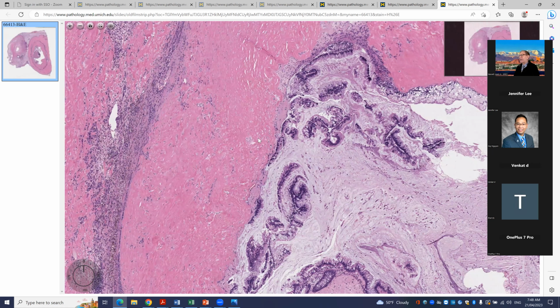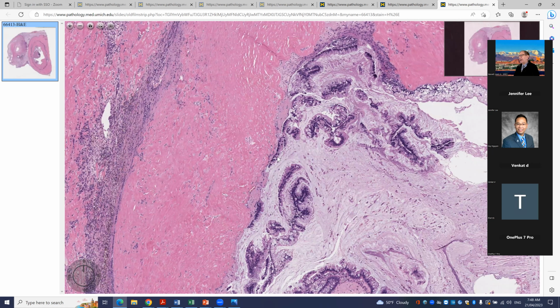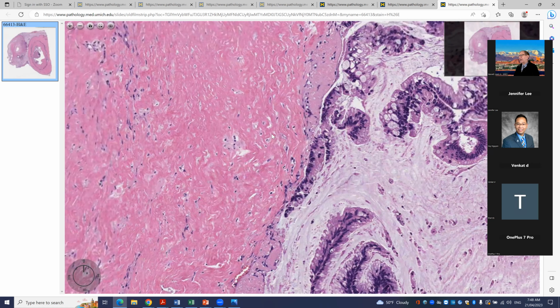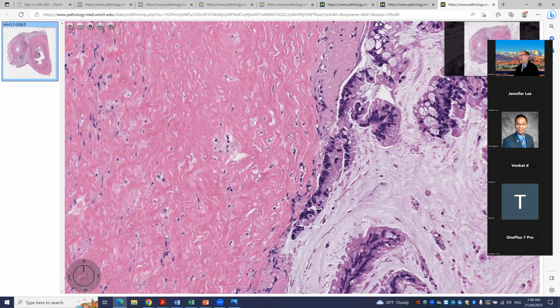When you see this kind of epithelium resting on this kind of hyaline fibrotic base, either in a primary or a metastatic site, you should think of low-grade appendiceal mucinous neoplasm. So that's true whether you see this in the ovary or whether it's in the appendix.